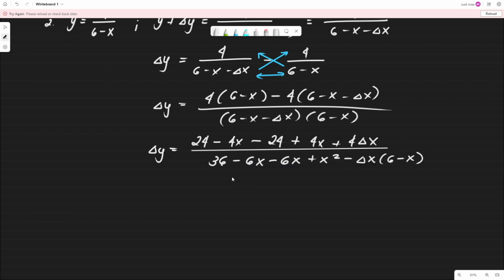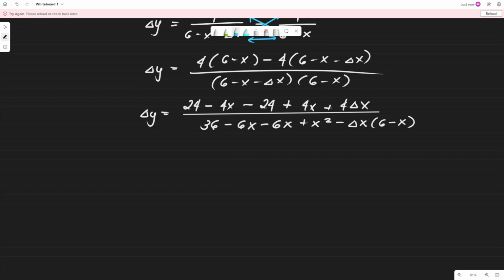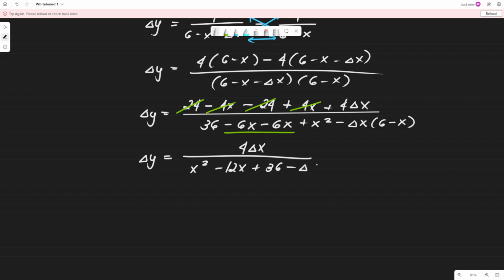I prepared it that way. Let us simplify and see what we can cancel. Of course, we have 24 and 4x. Then below, we can combine negative 6x minus 6x. So we have delta y is equal to 4 delta x over, arranging it, x squared minus 12x plus 36 minus delta x times 6 minus x.